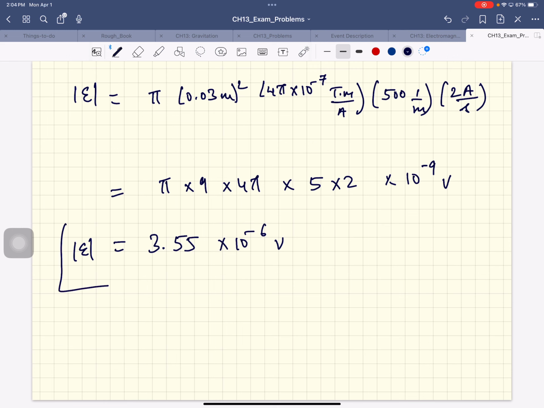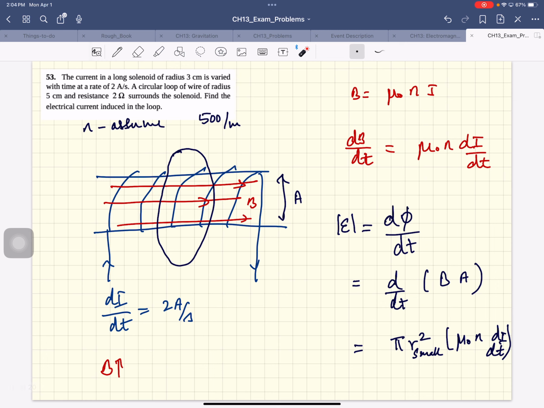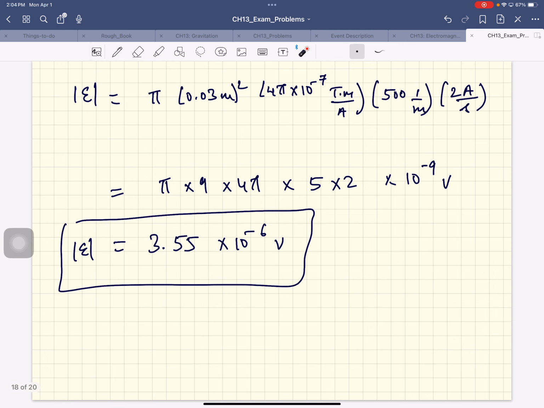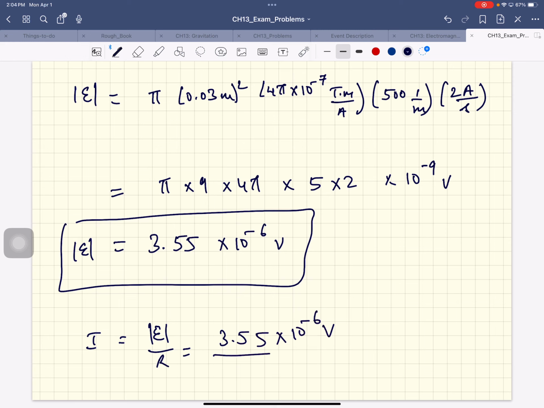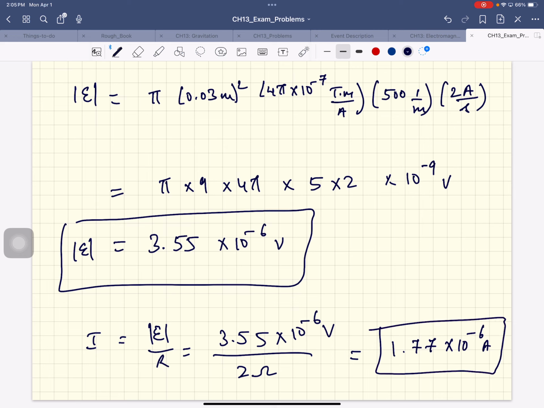3.55 microvolts. And now if this loop of wire has a resistance of 2 ohms, the current induced in that loop would be the voltage divided by the resistance, which is 1.77 microamps. All right, guys, we'll stop here.